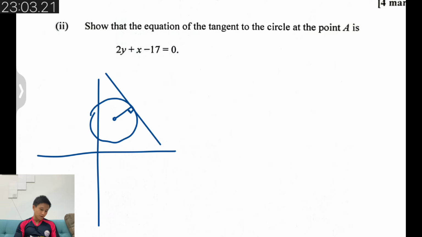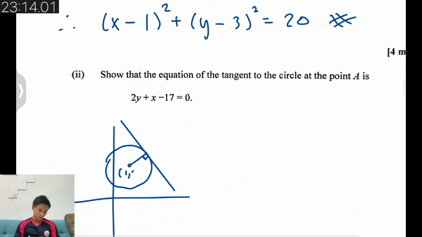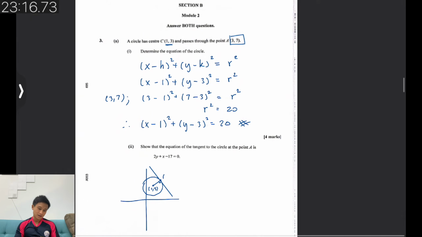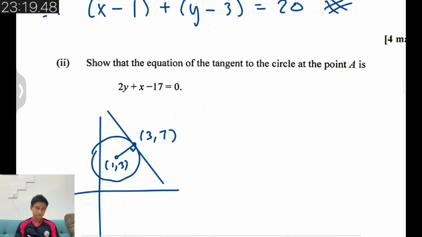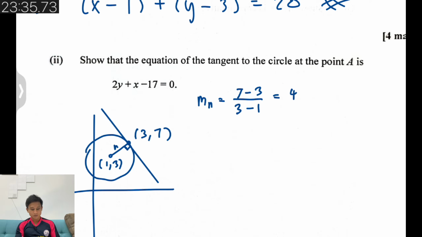And after we have found this gradient, we're going to say it's just 1 over minus the gradient of this line here. Okay, so we know that the center is (1, 3), and point A is (3, 7). So the gradient of the radius here, I'm going to call it the normal, because it's normal to the tangent. The gradient of the normal is just rise over run, or delta y, which is 7 minus 3, over delta x, which is 3 minus 1. So that's 4 over 2, or 2. That's the gradient of the normal.